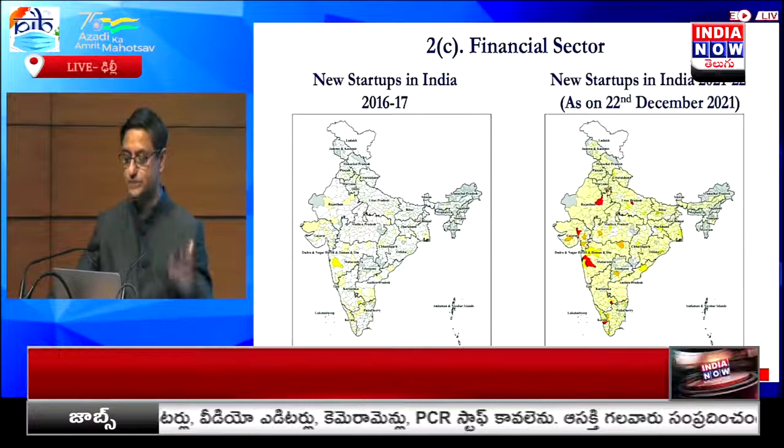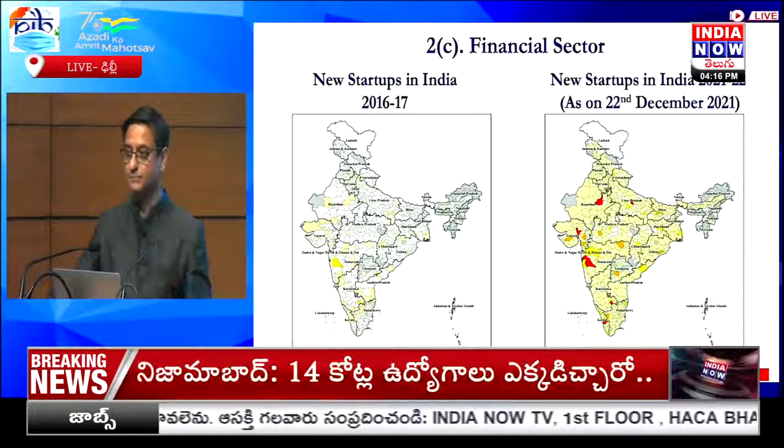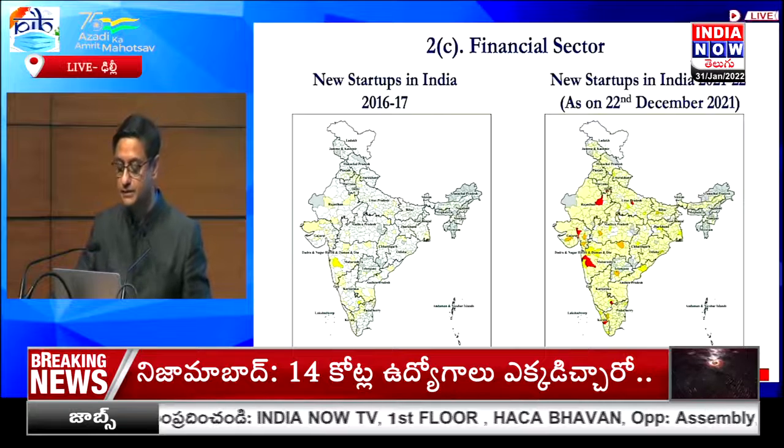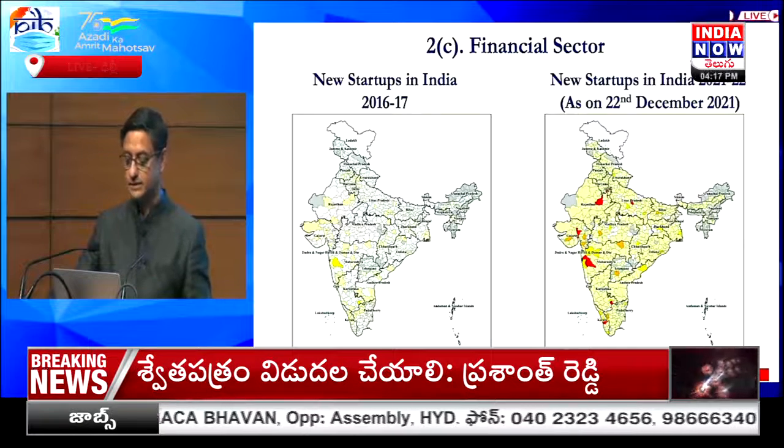There's obviously the usual suspects, Delhi NCR area. There is Mumbai, Pune area. There's another hub near Ahmedabad. And I mentioned Bangalore.